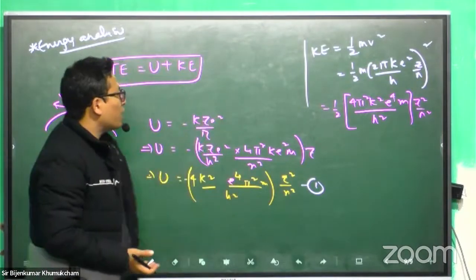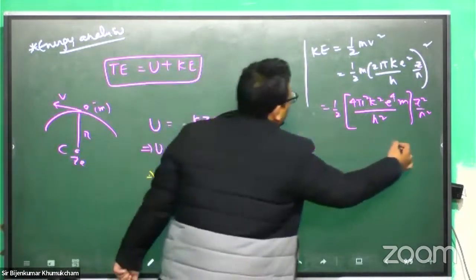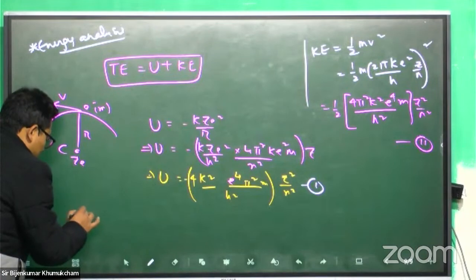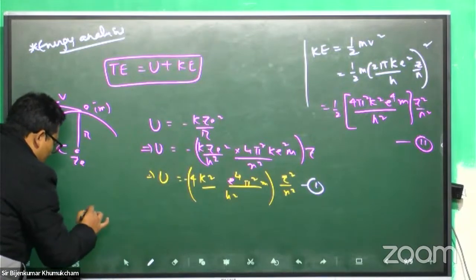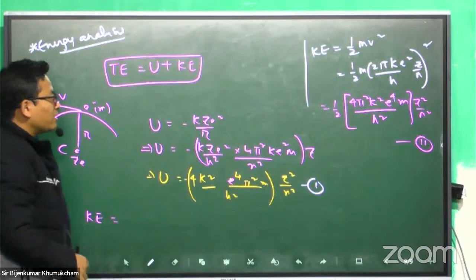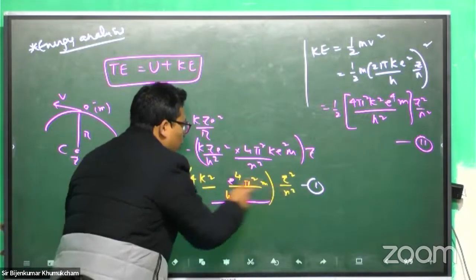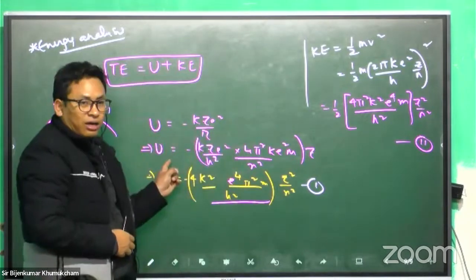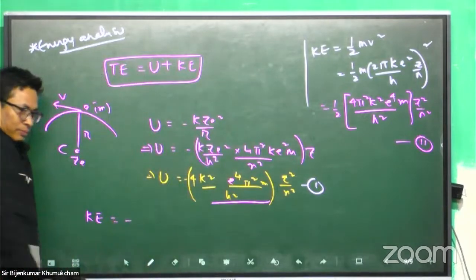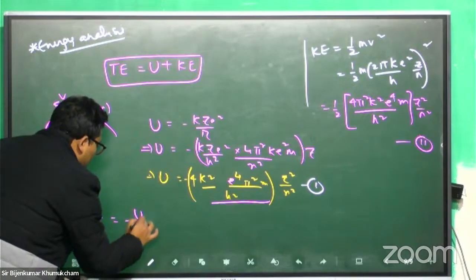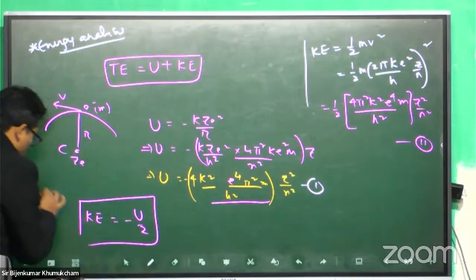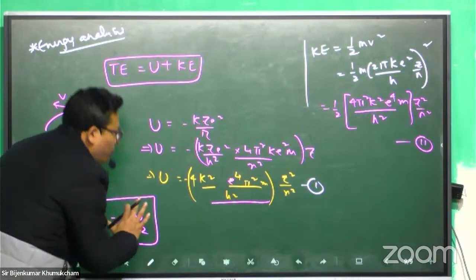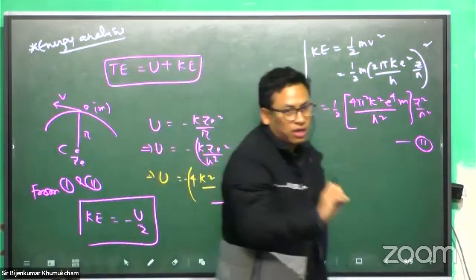Then what is the relation between kinetic energy and potential energy? Your kinetic energy is half, minus of half the potential energy, divided by 2. See, the relations come from 1 and 2. This is correct for all bounded systems. This expression is correct for any bounded system.